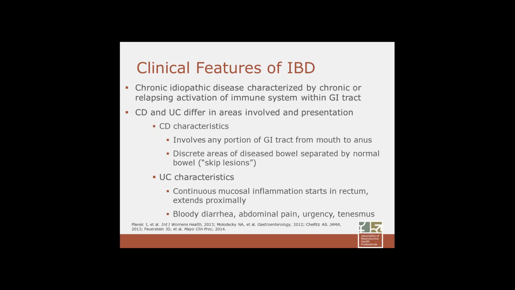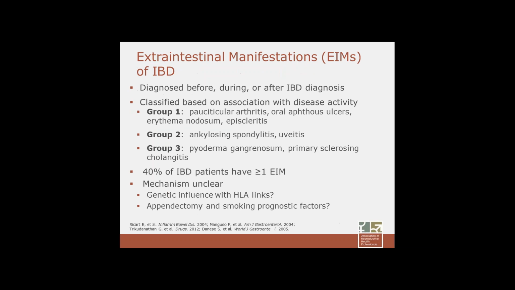So in ulcerative colitis, rather than pain or diarrhea, patients have bloody diarrhea, some abdominal cramping, but not as much pain, and then urgency and tenesmus.